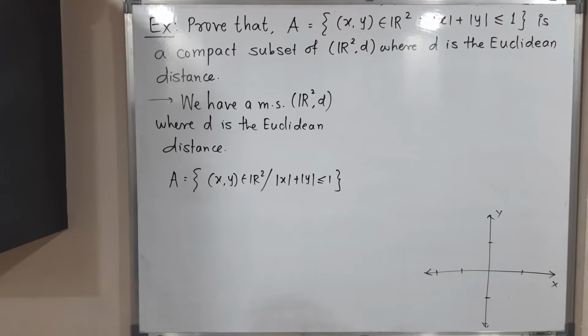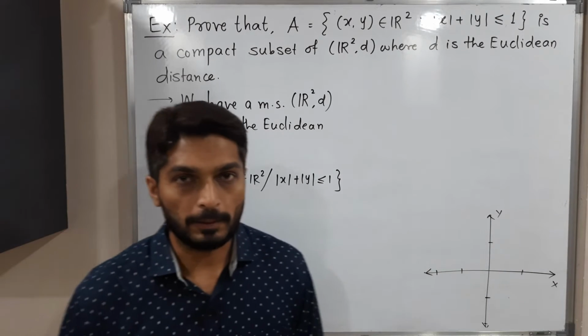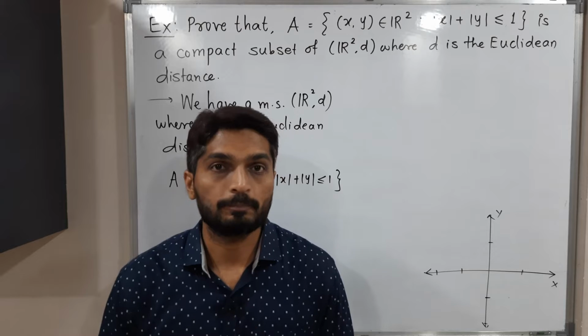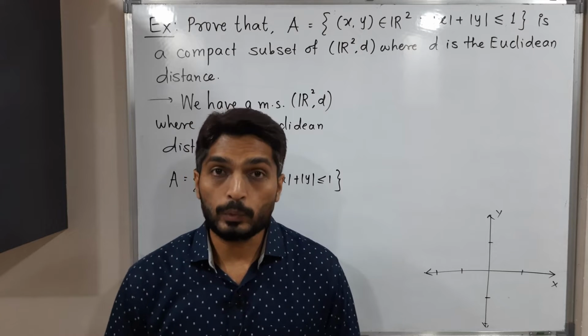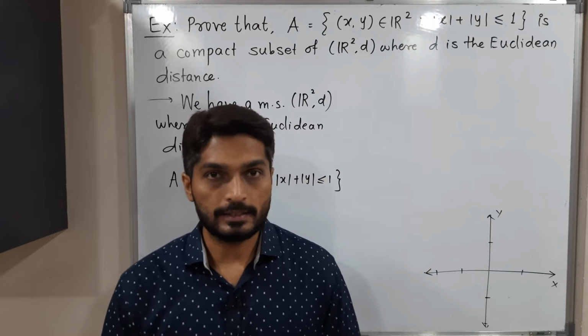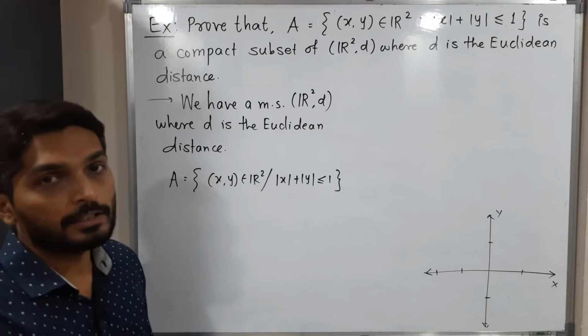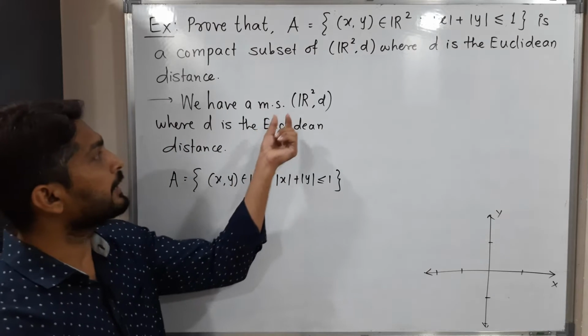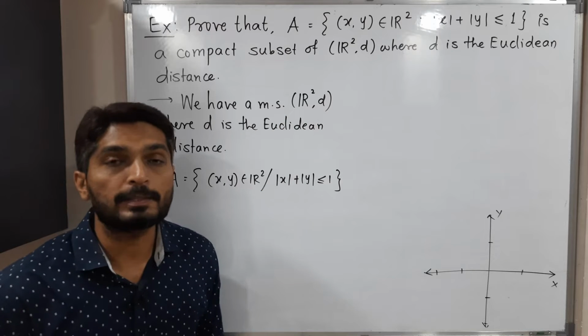Hi everyone, in this video we are going to discuss this example. Here we have a set A. We have to prove that it is a compact subset of (R², d), where d is the Euclidean distance. Here I have written the given information. The first and very important information is the metric space (R², d).